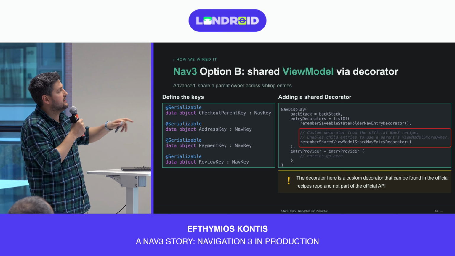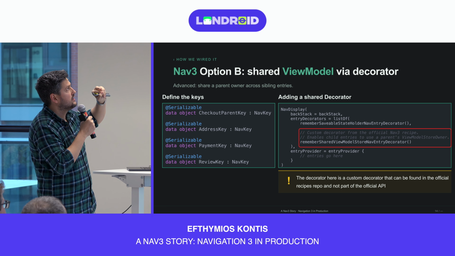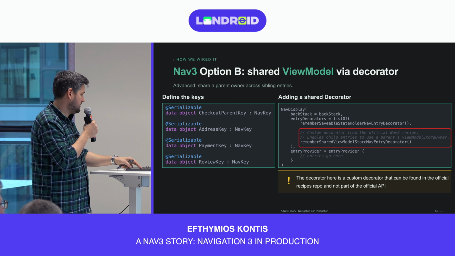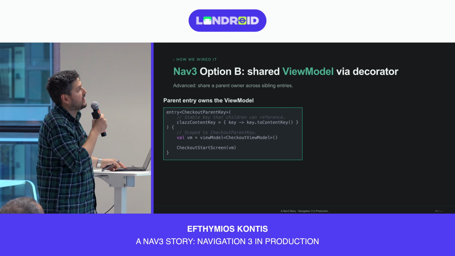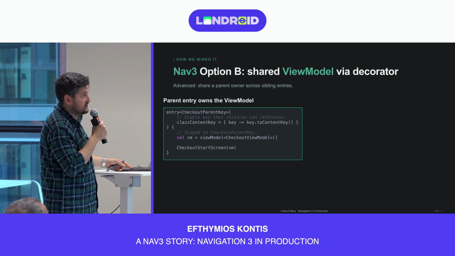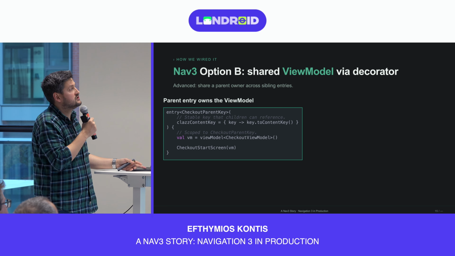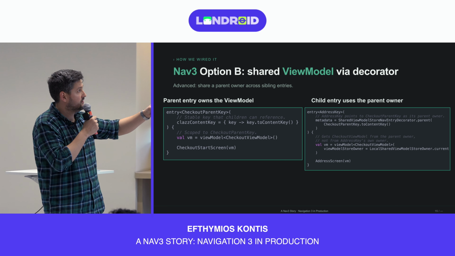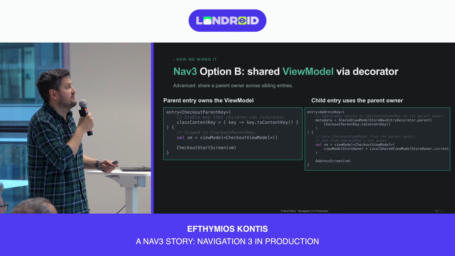What it does under the hood is swap the view model store owner of sibling entries to the parent that they have defined in the metadata. So we define here the checkout parent key, and we need to have a stable key so that the children can reference it. We have the view model scoped to that key, and then our sibling entries can access it through the metadata defined at the entry level.